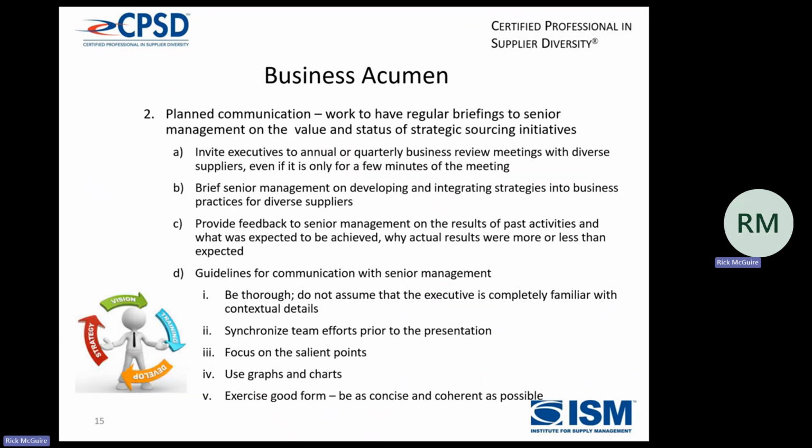Plan communication. Work to have regular briefings to senior management on the value and status of strategic sourcing initiatives. Invite executives to annual and quarterly business reviews. I would say annual. Meet with diverse suppliers, and brief senior management on developing strategies for integrating diverse suppliers into business practices. Provide feedback to senior management on the results of past activities, what was expected to be achieved, and why actual results were more or less than expected.